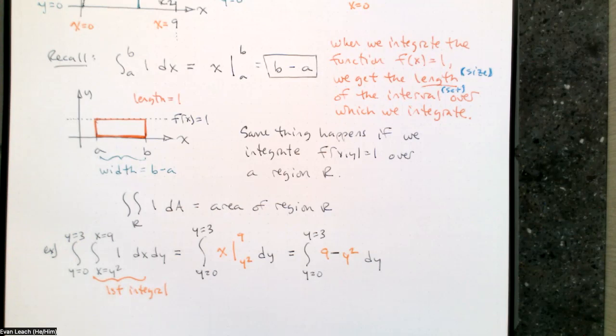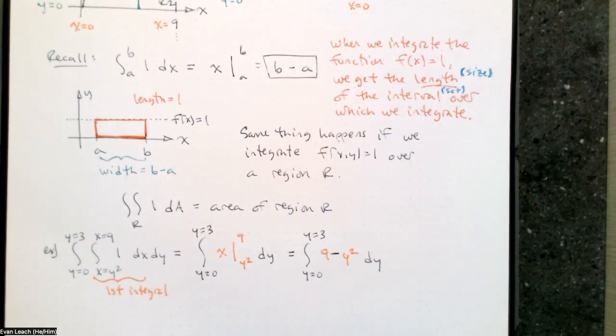Now we're at the y integral. We'll integrate with respect to y. Before we just blindly go ahead and calculate this integral, let's take a look at what we're integrating. We're integrating from 0 to 3, 9 minus y squared.